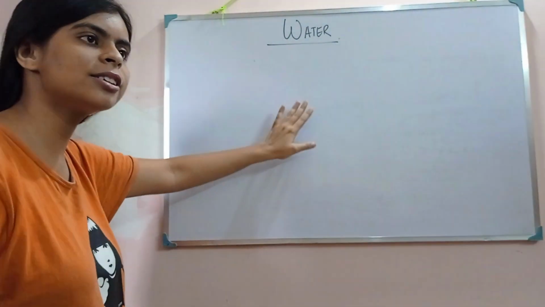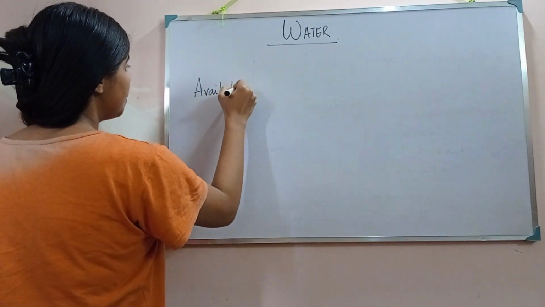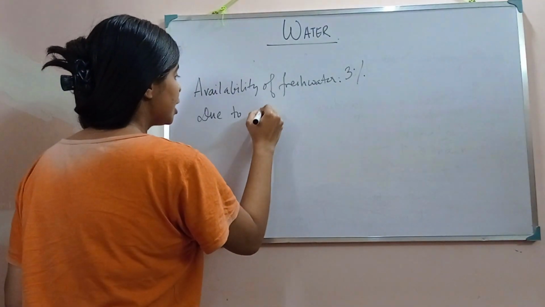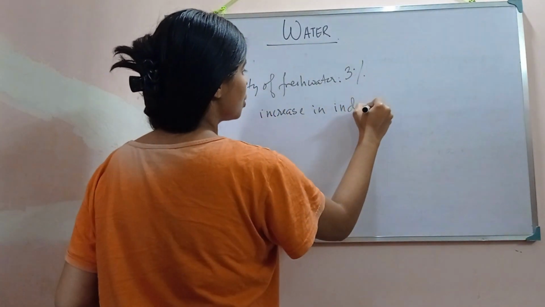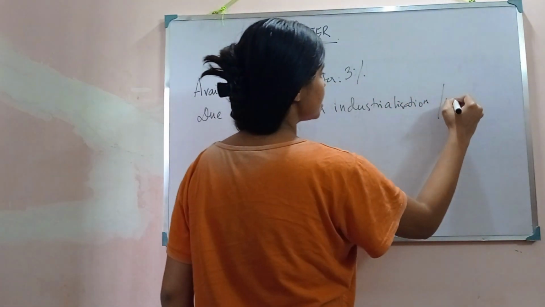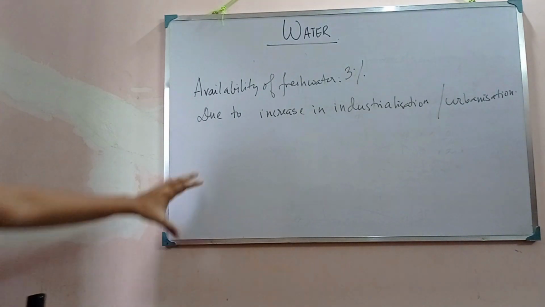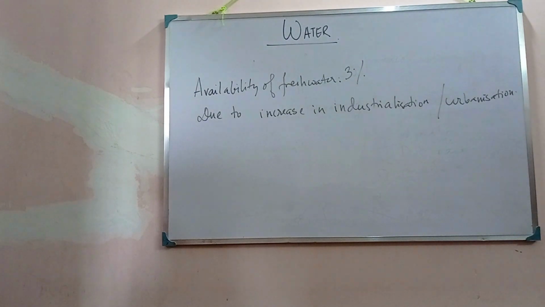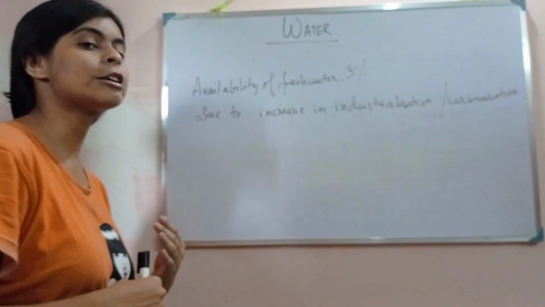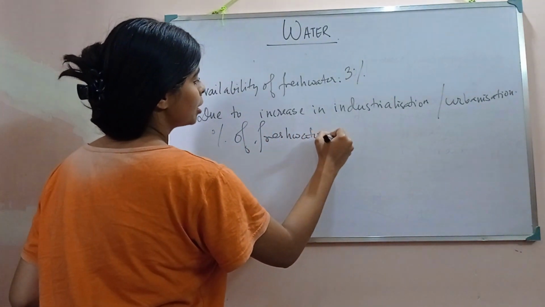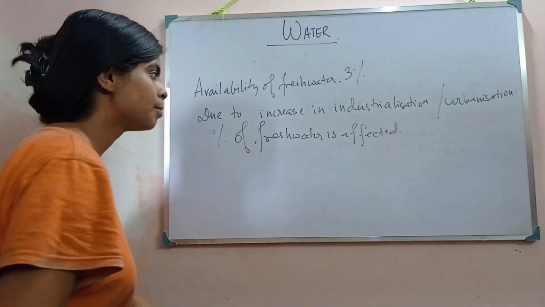We know the water present on the earth is inexhaustible, but we shouldn't forget that the availability of fresh water is very limited. Availability of fresh water is very limited. That is only 3%. And with the increase in industrialization and urbanization, the availability of this fresh water is getting lowered. The percentage of this fresh water is becoming less. Affected means the percentage is getting decreased.